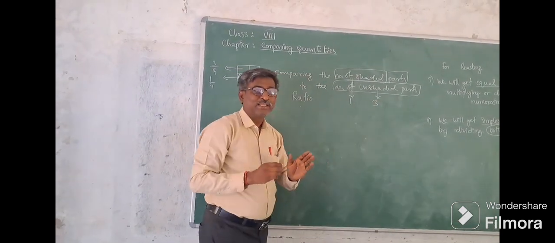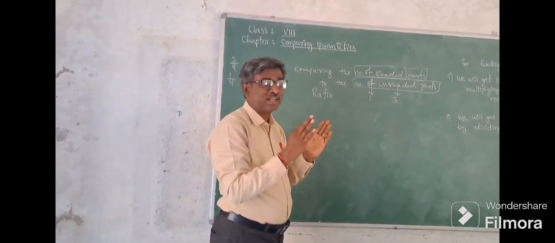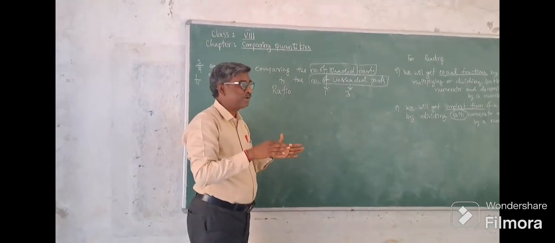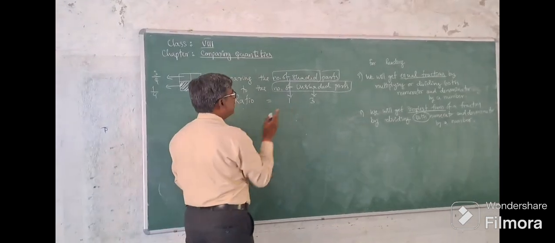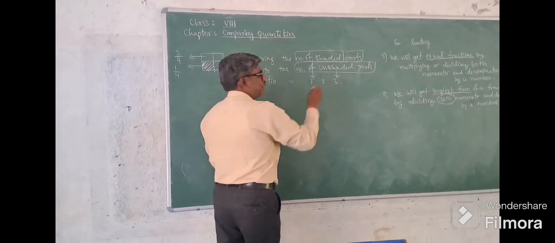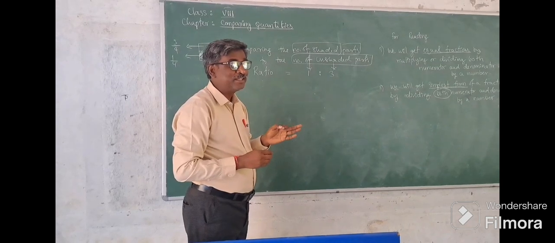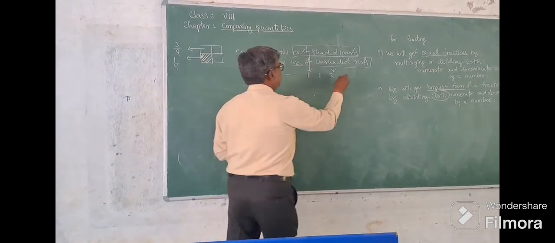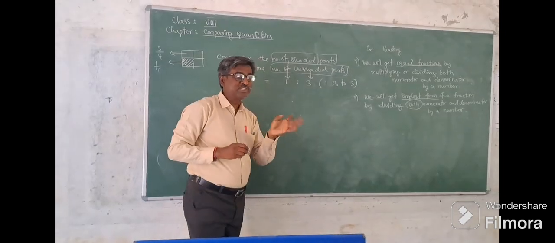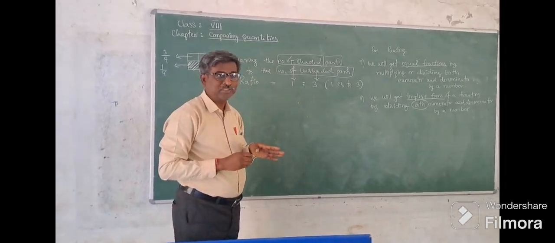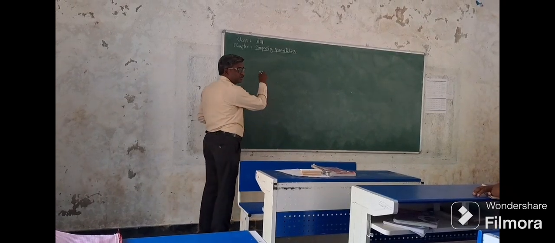So here we have to represent such a comparison with a symbol under the concept of ratio. That means ratio equal to 1:3. How to write this one? 1 is to 3. Not 1 is to 3 wrongly, but 1 is to 3.